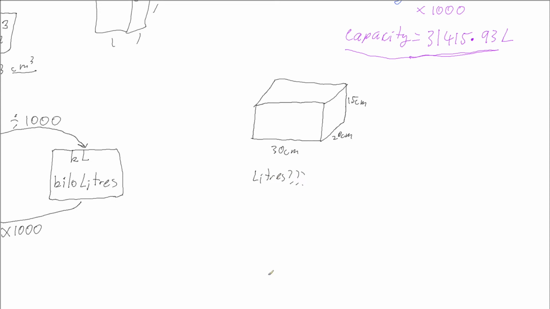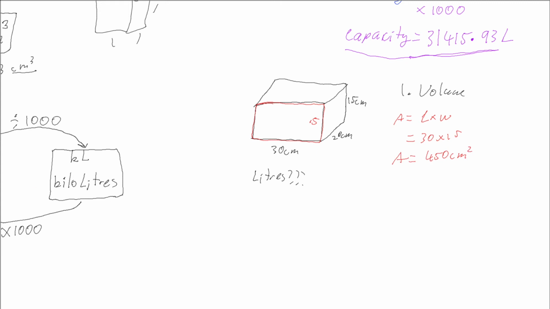How many liters does this box hold? Well, again, step one is find the volume. So step one of finding my volume is, again, find the area. So I'm going to take this front rectangle here as my base area, which is a 30 by 15 rectangle. Rectangle is length times width. So I'm going to have 30 times 15. So when I work out my area, I'm going to get an area of 450 centimeters squared.